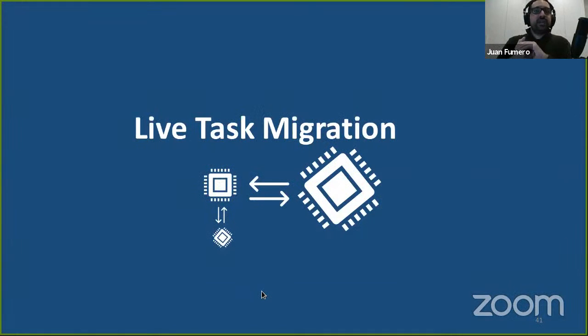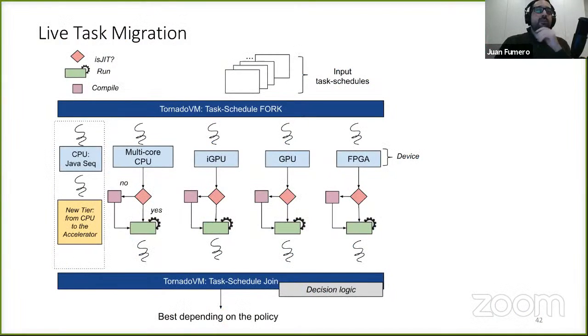Okay, so if we have time, let's switch to something very exciting. This is something that's missing in many frameworks. It's called live task migration. So how Tornado at runtime can migrate code running on one GPU to another GPU, or from a GPU to an FPGA. I hope at this point I convinced you that Tornado can run on many devices. I already executed on FPGA, on GPU, multi-core, on integrated GPU.